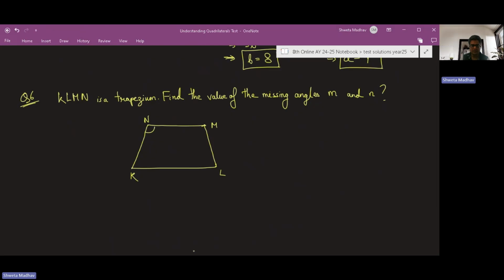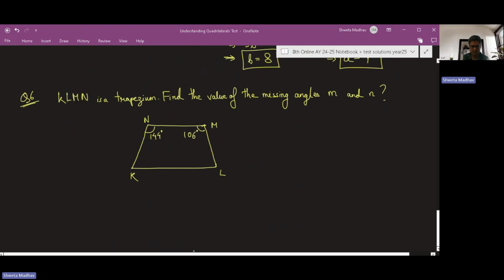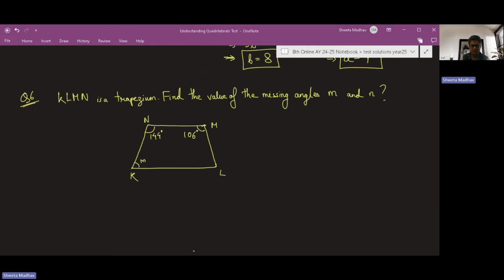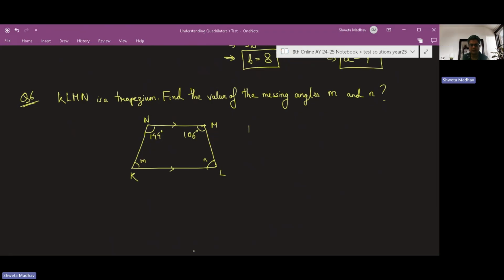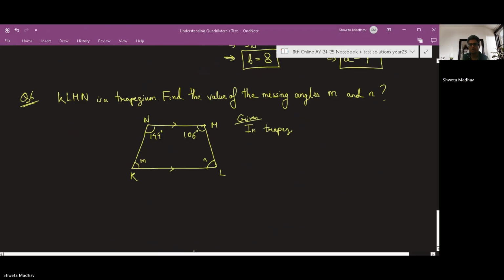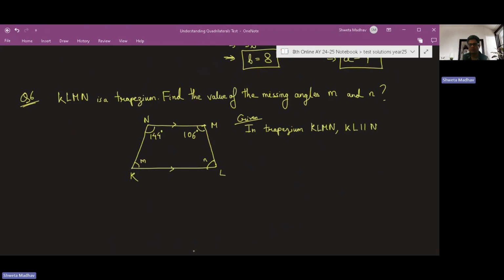Now the angle N is given as 144 degrees. Angle M has been given as 106 degrees. And angle K is M and angle L is N. And it is shown that in trapezium KLMN, KL is parallel to NM.